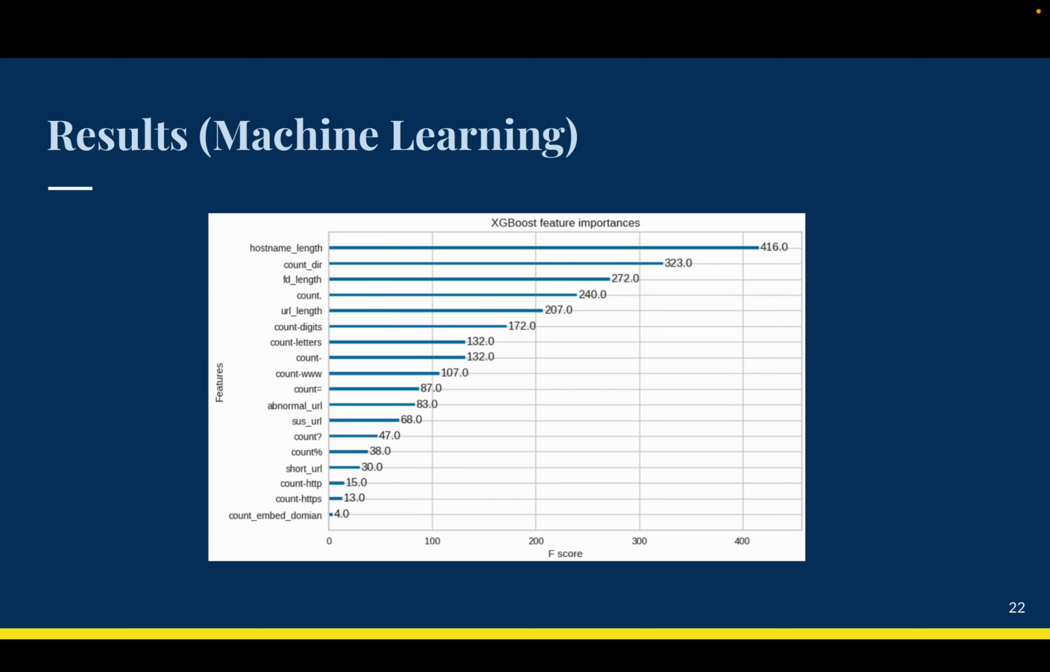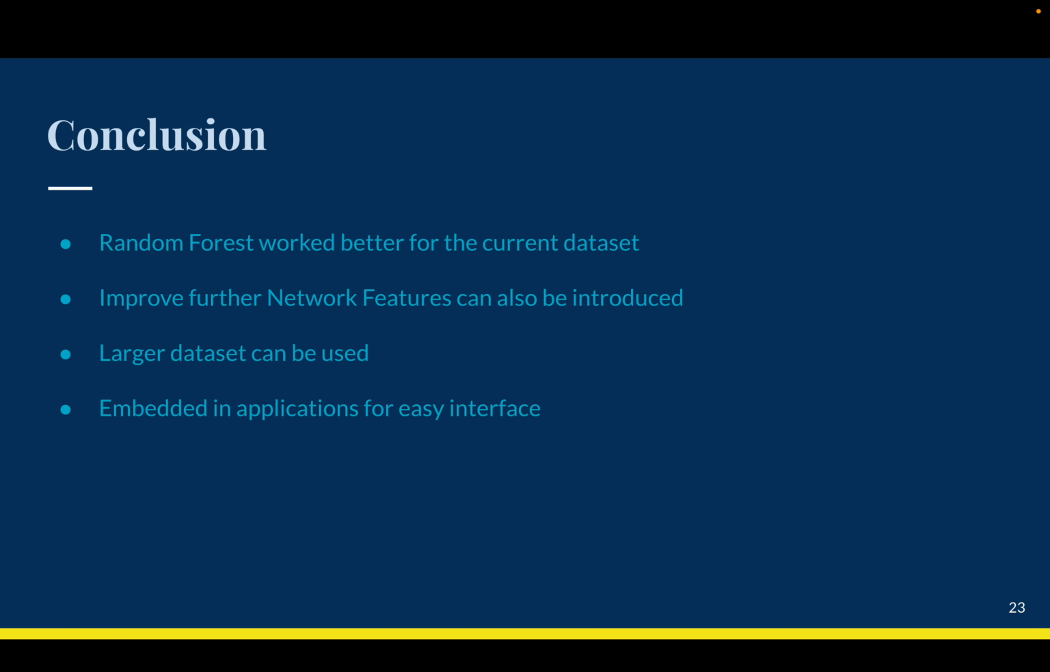So yeah, this was the result of my project, and now the conclusion. The random forest algorithm has proven to be effective in detecting malicious URLs in the current dataset. However, there is always room for improvement. By introducing network features or other features, we can get a better understanding of the URL's behavior and potentially improve the classification accuracy. Additionally, using a larger dataset can provide more data points for the model to learn from and may lead to improved performance.